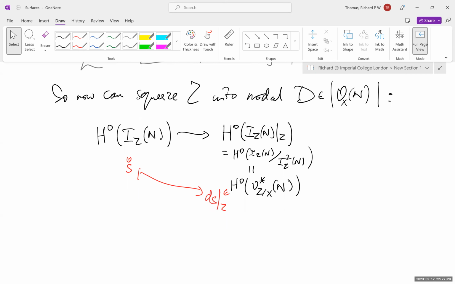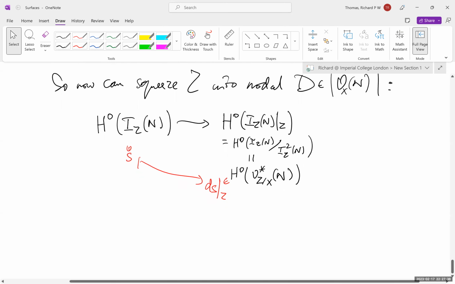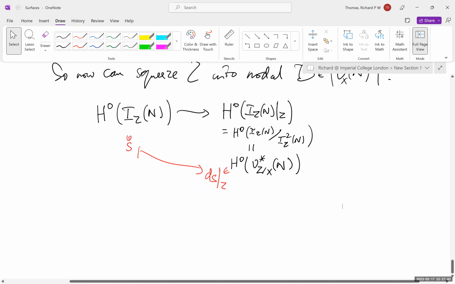So along Z, the derivative of S makes sense as if S was just a function. And then the derivative of S vanishes in the tangent directions to Z, because S vanishes along Z. So actually it doesn't just take values in the cotangent bundle of X restricted to Z, it takes values in the conormal bundle to Z, because it vanishes on the tangent bundle to Z. Okay, so this is the map which takes S to DS.